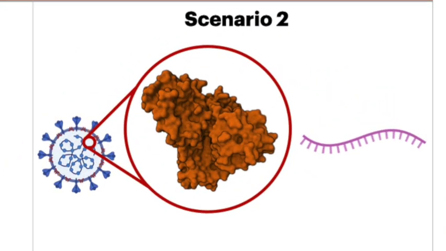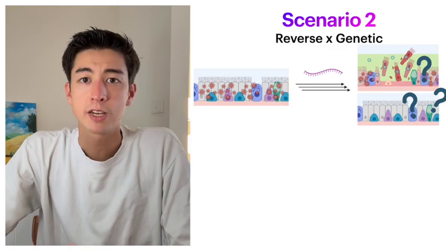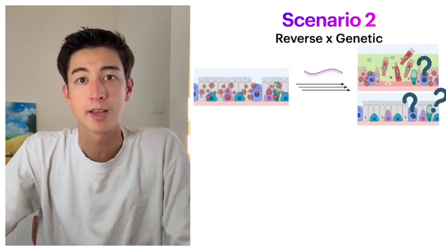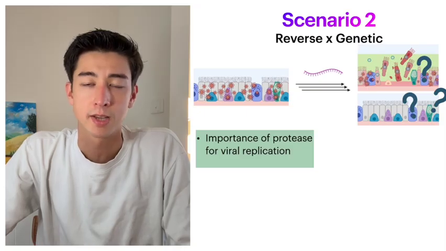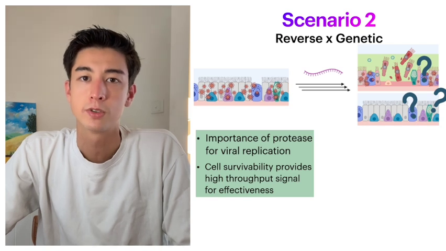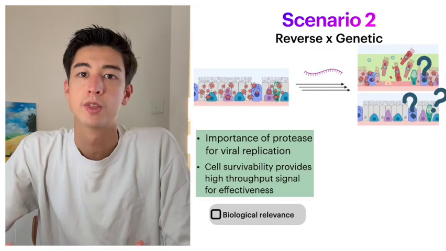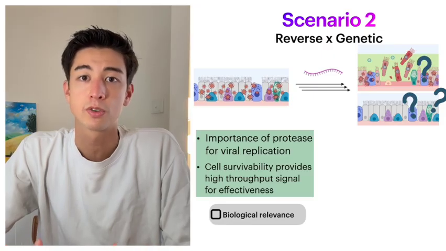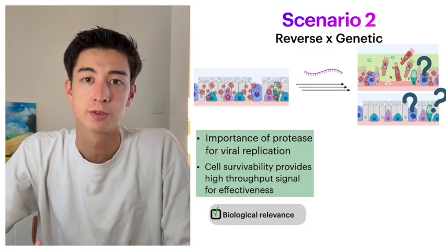In scenario 2, we infect healthy epithelial cells with the virus and measure how well those cells survive. So we know the viral genome has been sequenced and that we can design siRNA to specifically block transcription of the viral protease. By silencing the protease, we want to determine how critical it is for viral replication and whether inducing its expression improves cell survival. If cells survive better when the protease is silenced, that provides a strong evidence that the protease has a biologically relevant function for viral propagation and represents a valid antiviral target.